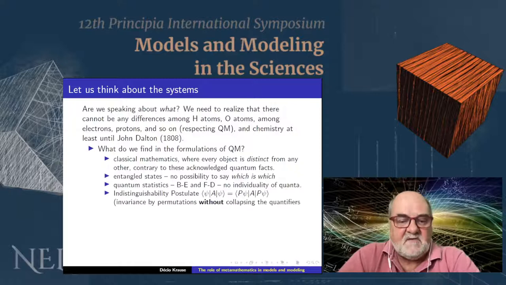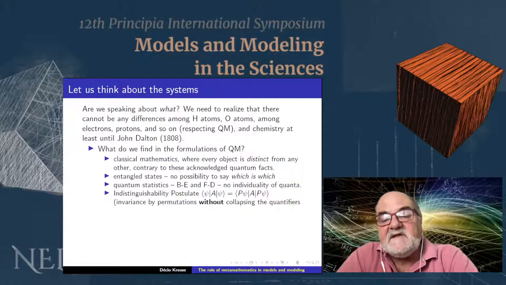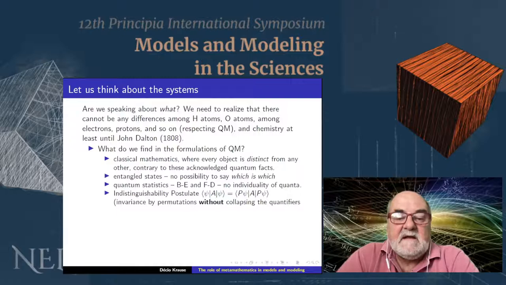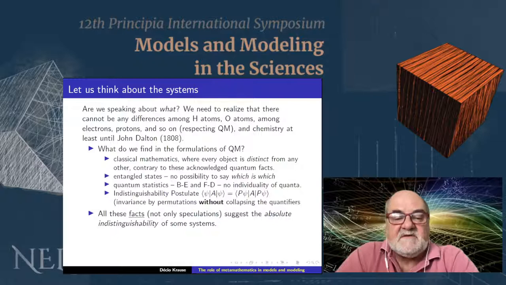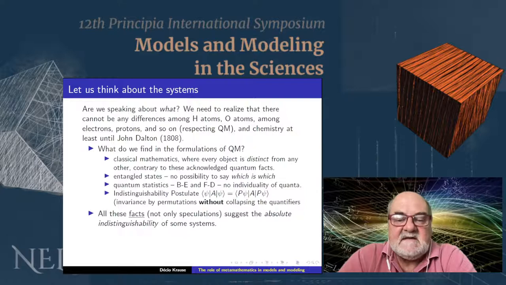And the fundamental indistinguishability postulate, which says that the expectation value of the measure of a certain observable A for a system in the state psi is the same before and after a permutation given by a permutation operator P. That is, invariance by permutations, of course, without collapsing the quantifiers in the sense I already spoke about. All these facts, I believe they are facts about quantum mechanics, that indiscernibility is a fundamental notion, as are contextuality, non-locality, superposition. Indiscernibility is a fundamental concept in quantum mechanics.